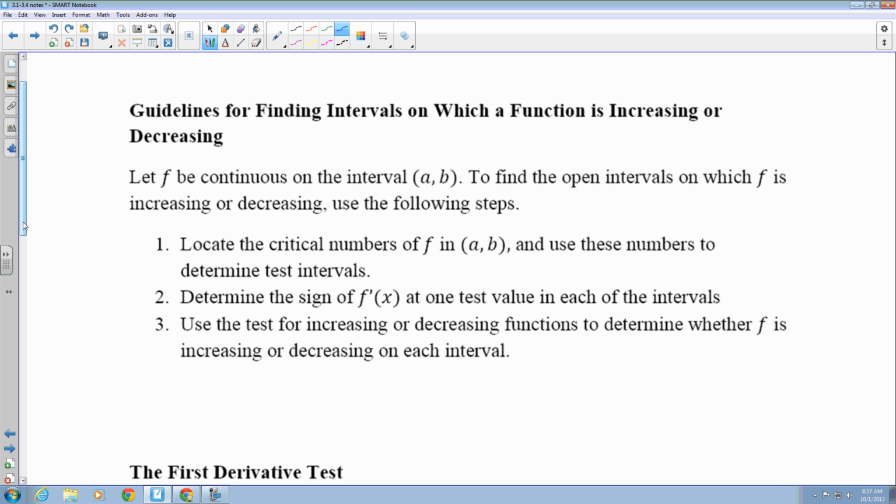Okay, guidelines for finding intervals. Let f be a continuous function. To find the open intervals for where we're increasing or decreasing, this is exactly what we just did. Locate the critical values. Use these numbers to find intervals. Determine the sign of the derivative in at least one test value in each interval, and then use that to determine whether we're increasing or decreasing. That's exactly what we just did, and then this is just guidelines to go back to if you forget.